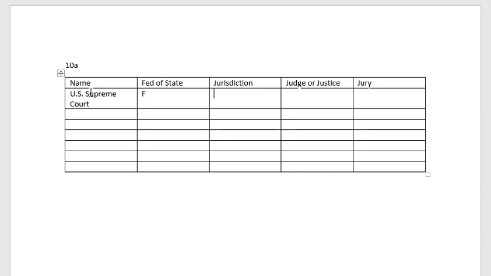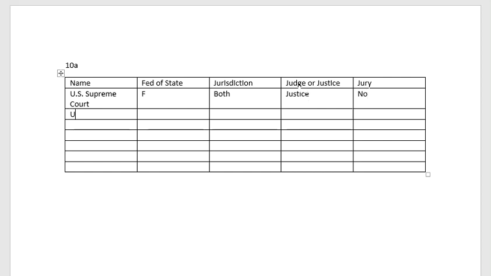Of course, it's a federal court, so put F there. All Supreme Courts have both types of jurisdictions. However, you may want to remember that they're mostly appellate, like 99% appellate with a little original jurisdiction. And this is super easy to remember, justice. And no Supreme Court has a jury.